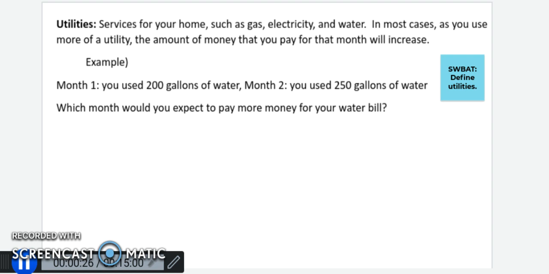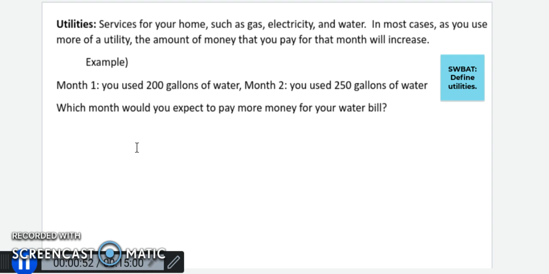So utilities are just services around your home: gas, electricity, water. In most cases, as you use more of a utility, the amount of money that you pay for that month will increase. So for example, in month 1 you use 200 gallons of water, and in month 2 you use 250 gallons.